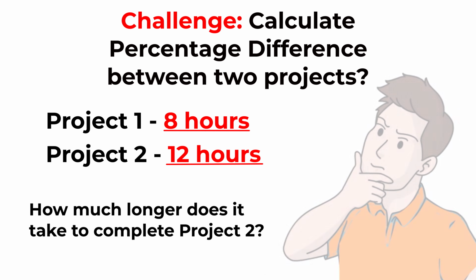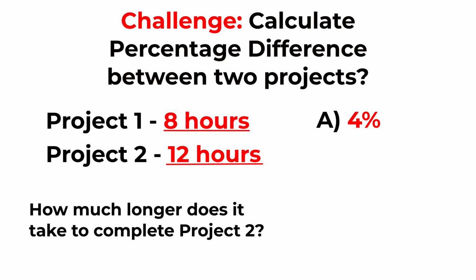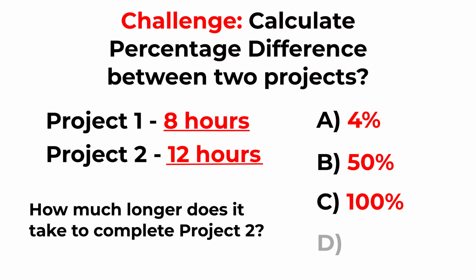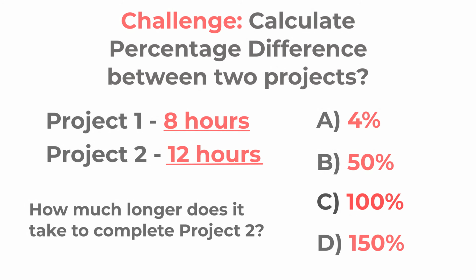You have 4 different choices. Choice A, 4%, choice B, 50%, choice C, 100%, and choice D, 150%. Can you calculate the answer? Please make sure to post it in the comment section of this video so I can give you the grade. Thanks for participating and good luck!